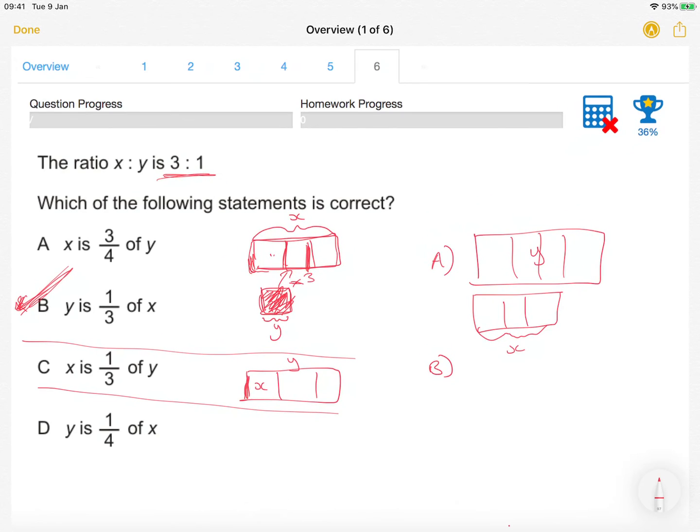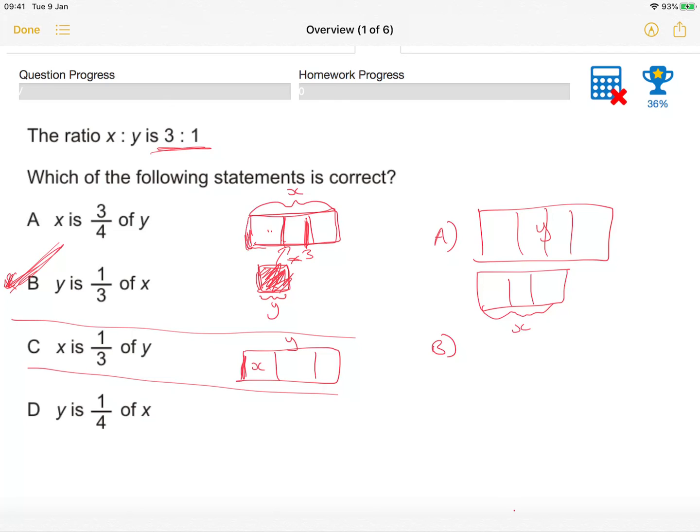So I think that was one of the hardest questions in there. Let me know if you're still not sure on anything, and correct anything from your mathswatch that you got wrong previously.